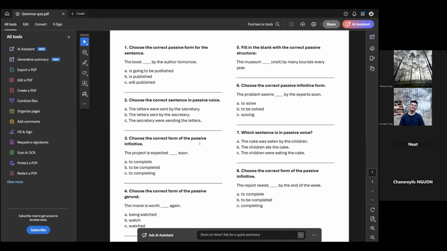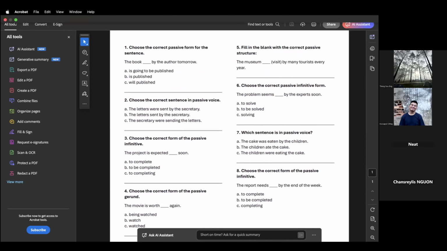Number 7. Which sentence is in passive voice? The cake was eaten by the children, letter A. Yes. So we move to number 8. By the end of the week, the report needs to be completed. Letter B, right? Yeah, that's all. Do you agree with that, Bong? Yes.